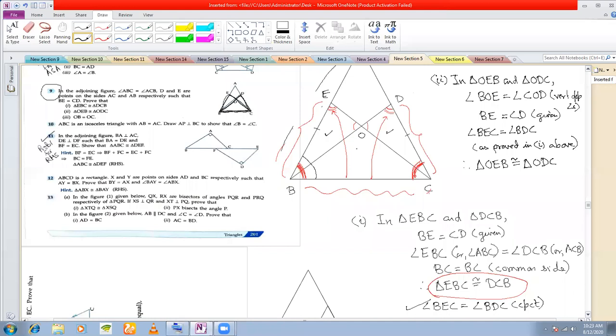Now the part that you want to prove is that OB must be equal to OC. That means this side must be equal to OC, this side. So once you have proved the congruency of these two, you know that these two angles are equal, and opposite to this angle is this side, and opposite to this angle is this side. So 3 is from CPCT. Since triangle OEB is congruent to triangle ODC, therefore OB is equal to OC by CPCT. That's finished.